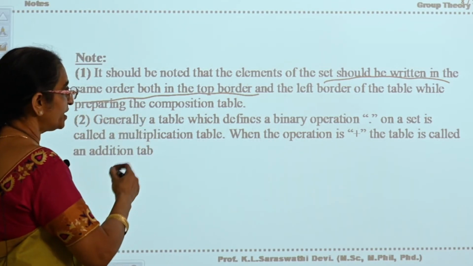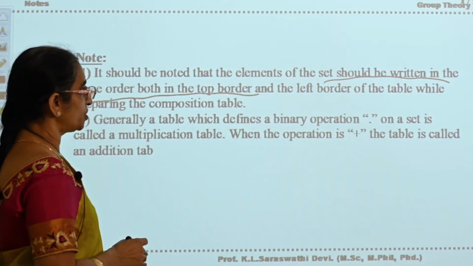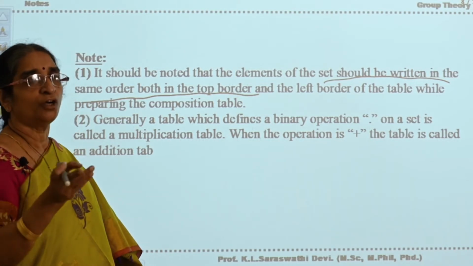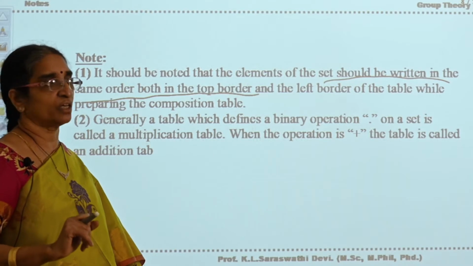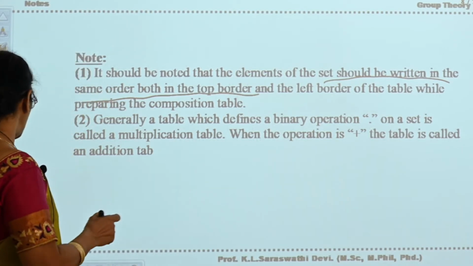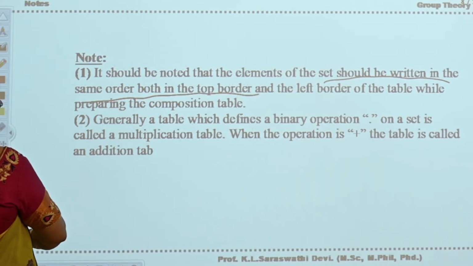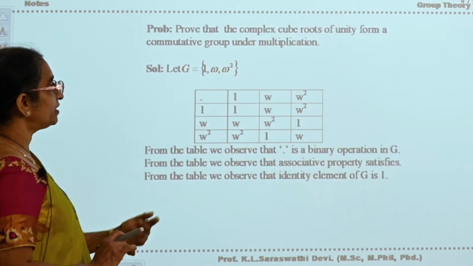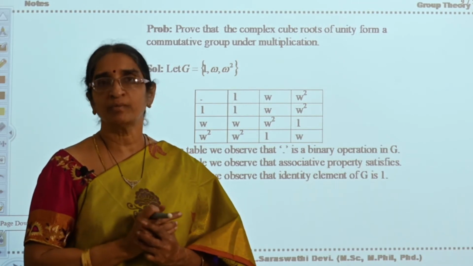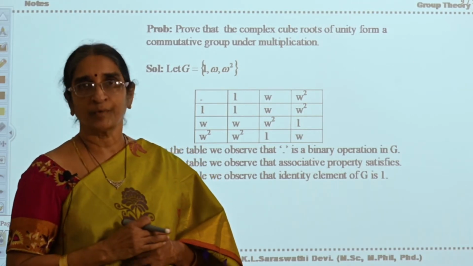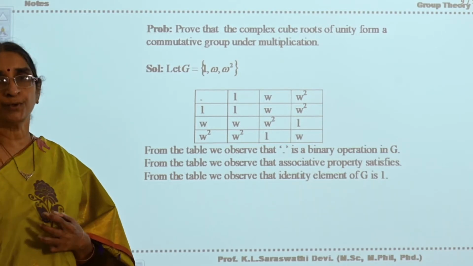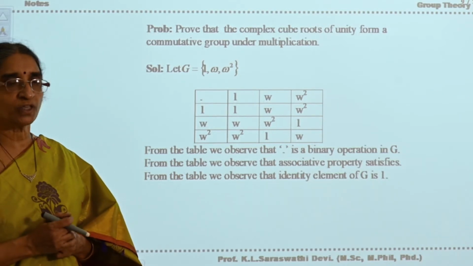Okay. Generally, a table which defines a binary operation, if the composition is dot, you will call it a multiplication table, and if the composition is plus, you will call it an addition table. Now, I'll give 2 simple examples. With these examples, you will be able to understand the composition table better. Now, I think all of you know the cube roots of unity. What are the cube roots of unity?